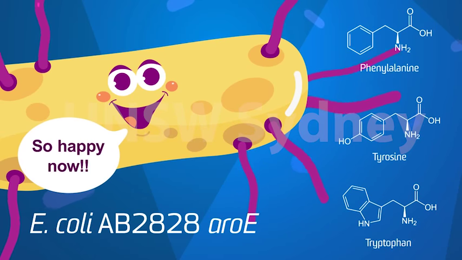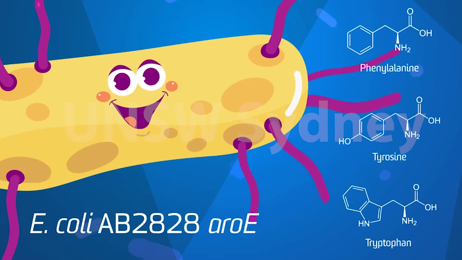Now that the E. coli AB2828 cell has a functioning ARA-E gene, it is able to synthesize its own aromatic amino acids and survive happily.